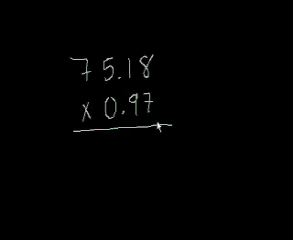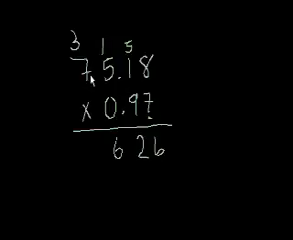So normal multiplication, I'd start at the ones place, right here. I'd say 7 times 8. Well, 7 times 8 is 56. Carry the 5. 7 times 1 is 7. Plus the 5 is 12. Put the 2 down here. Carry the 1. 7 times 5 is 35. Plus the 1 is 36. Put the 6 here. Carry the 3. And then 7 times 7 is 49. Plus 2 is 52. So we'll just put 52 here.